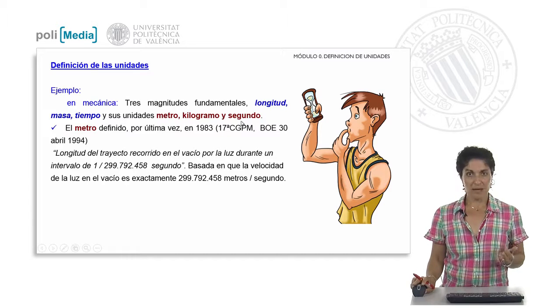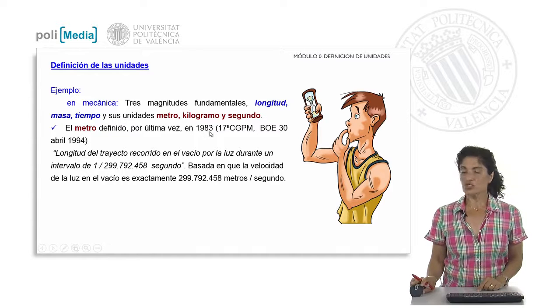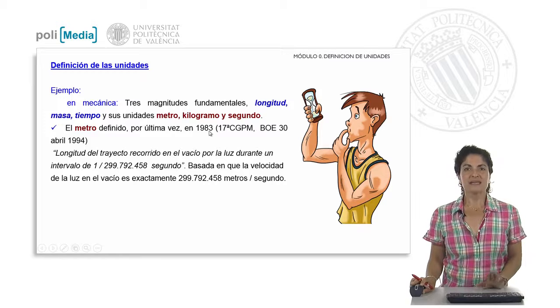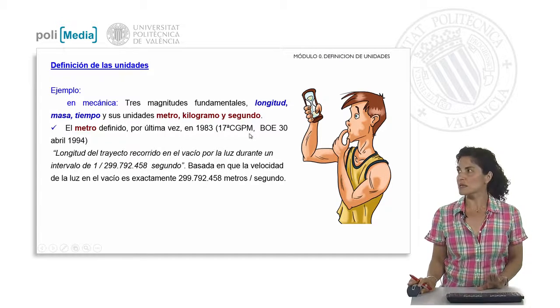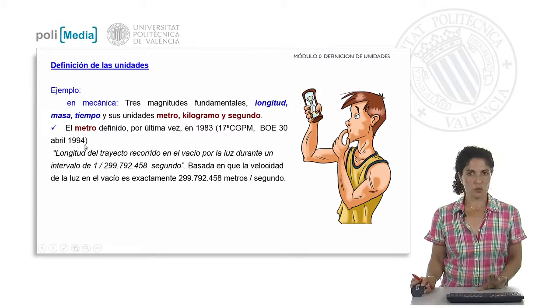second. Well, the last definition, because it has undergone different evolutions, the definition of the meter, the last definition that we have of the meter dates from 1983. And in the end, the definition with which we have to work is always included in the different conventions of the general conferences on weights and measures. In particular, this final definition of the meter was addressed in conference number 17 and is documented exactly as such in the official State Gazette of April 30th, 1994.